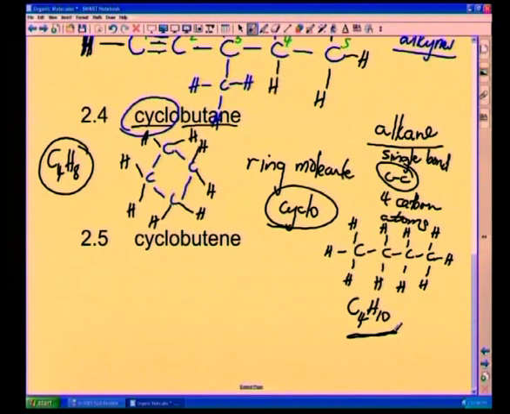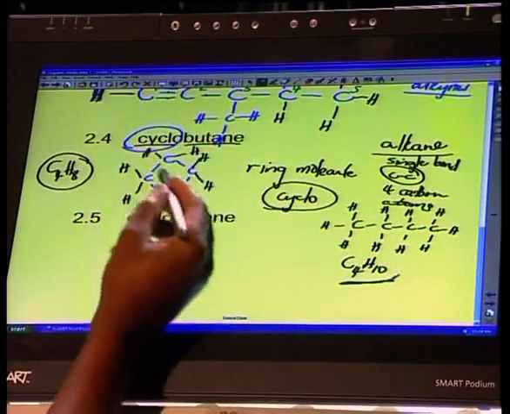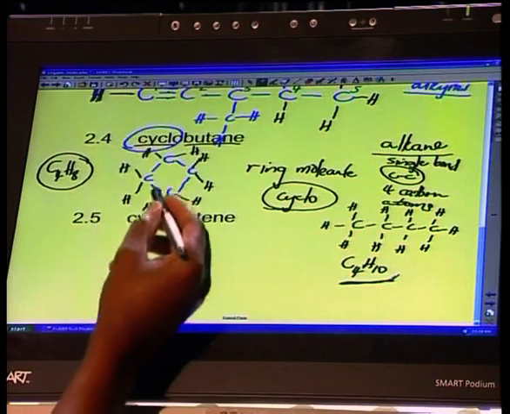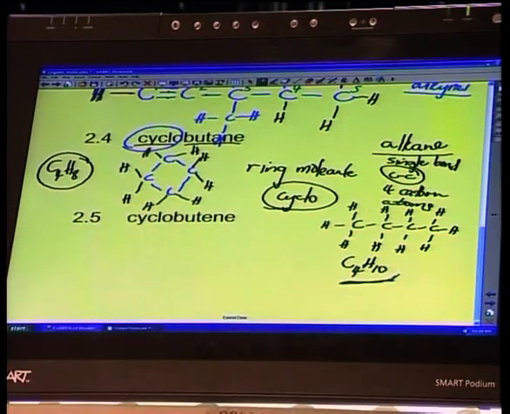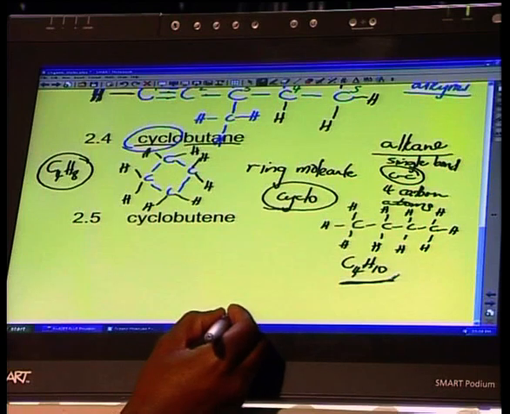linear structure. And both of them are butanes, but they are not the same in terms of chemical properties. They are not the same, because one has got 10 hydrogen atoms on it, the other has got 8 hydrogen atoms on it. One is a cyclobutane, and the other one is linear. The two will behave very differently chemically when we look at them. All right, so that's how we could draw the cyclobutane.